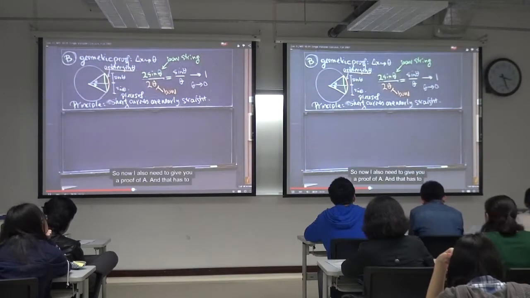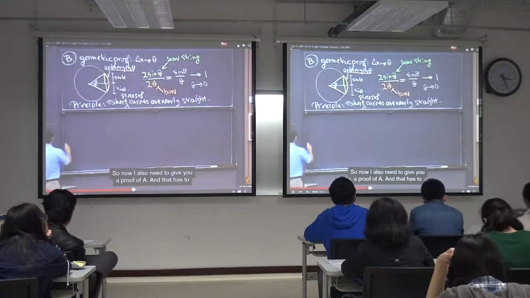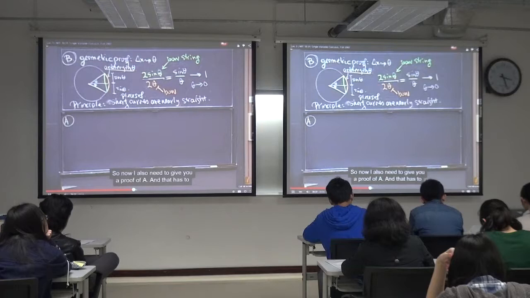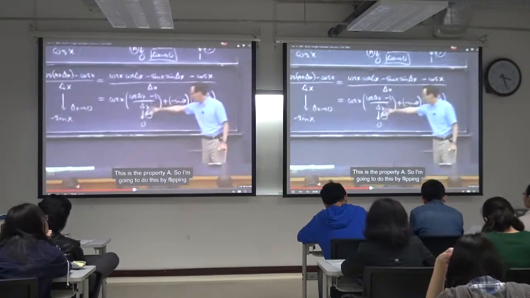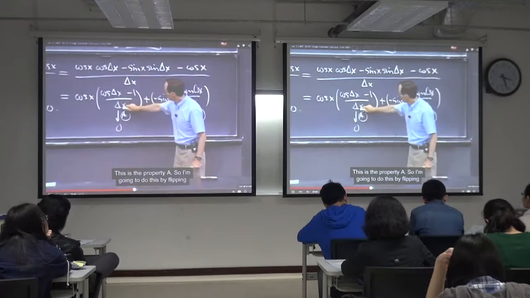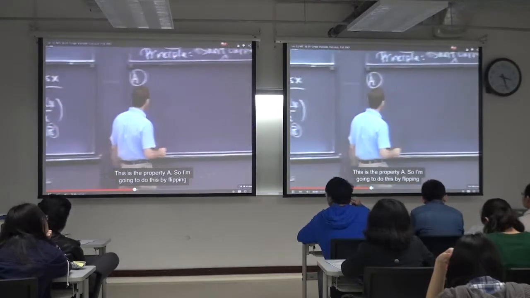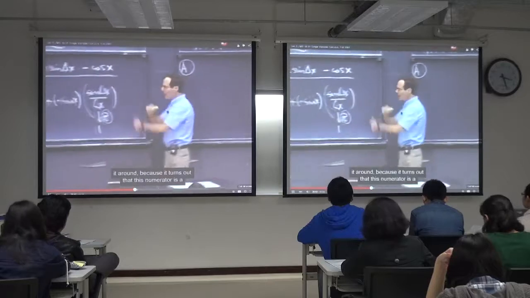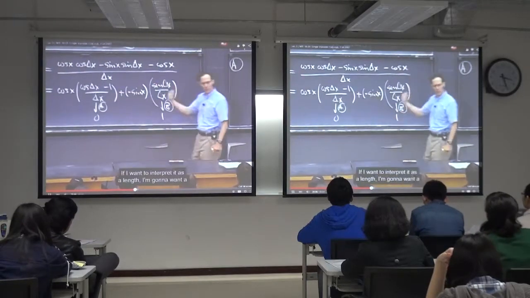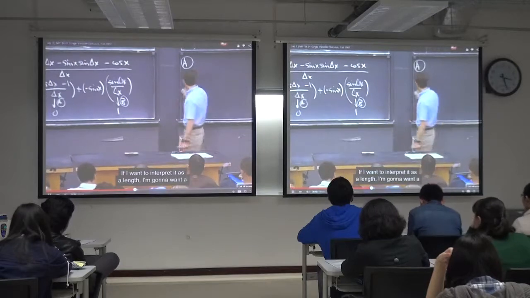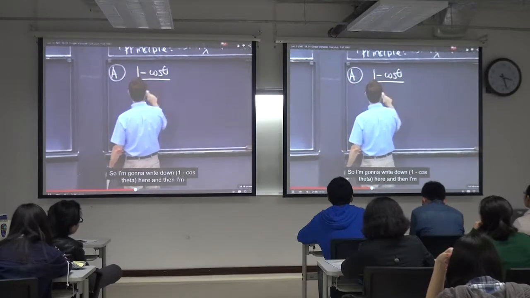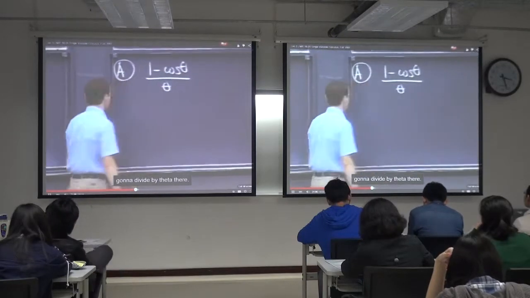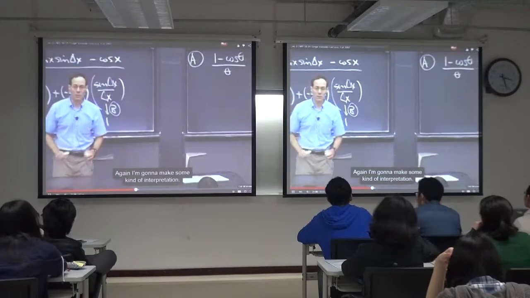All right, so now I also need to give you the proof of A. That has to do with this cosine function here. This is the property A. I'm going to do this by flipping it around, because it turns out that this numerator is a negative number. If I want to interpret it as a length, I'm going to want a positive quantity. So I'm going to write down 1 minus cosine theta here, and then I'm going to divide by theta. Again, I'm going to make some kind of interpretation.